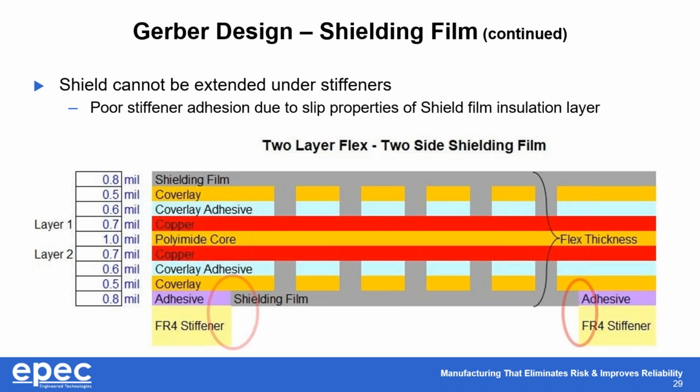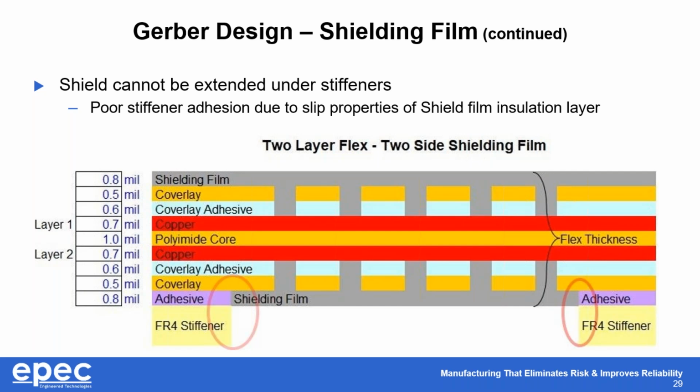So I alluded to before that the shields cannot be extended under the stiffeners. So this is a graphic example of that, where the shield will run up to, but not under, the FR4 stiffeners located on the left and right side of this part. Those FR4 stiffeners are there to support either component or connector areas that would exist on layer 1 in this design. Typically, we don't see this being a problem for our customers.